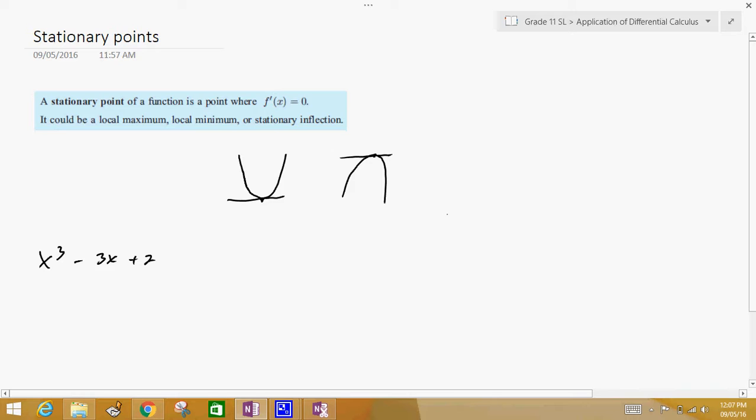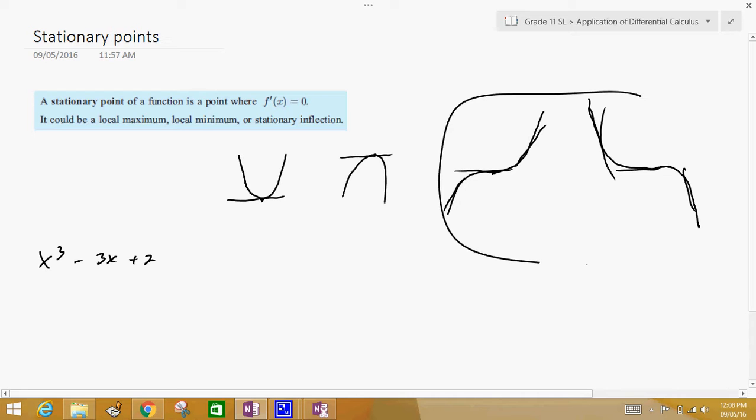And the other one is a stationary inflection, where you have a positive slope and then the slope goes to 0 followed by a positive slope, or a negative slope followed by a slope of 0 followed by another negative slope. So if I drew that a little bit better, a negative slope, a slope that's 0, and then a negative slope. Those are two examples of stationary inflection points.